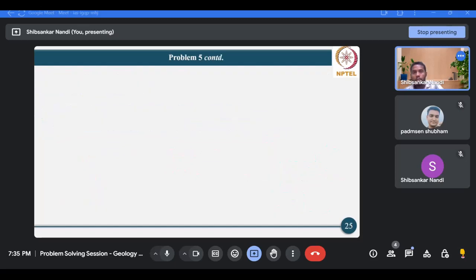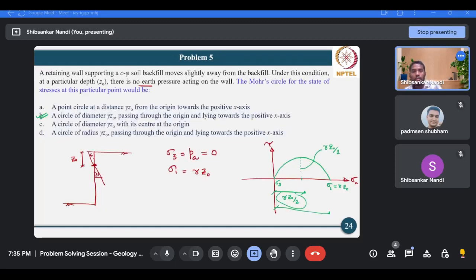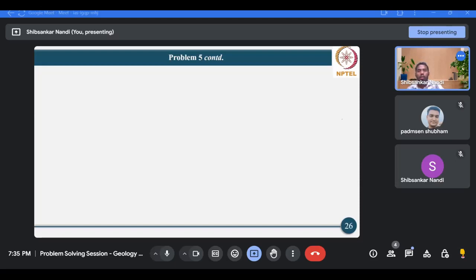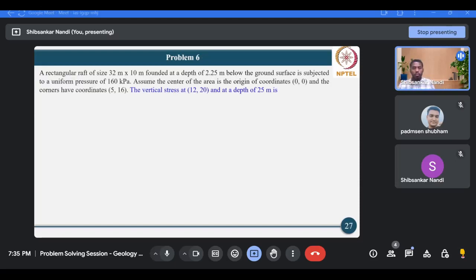Okay, so this is the answer, option. Now we'll take the last problem for this session.